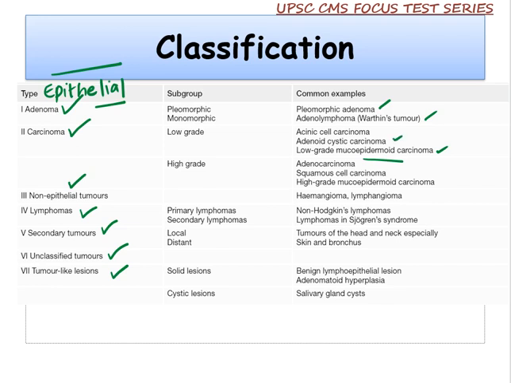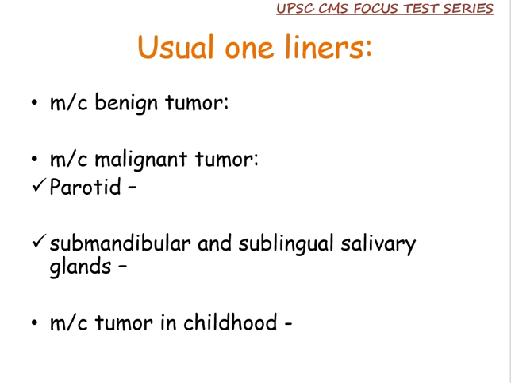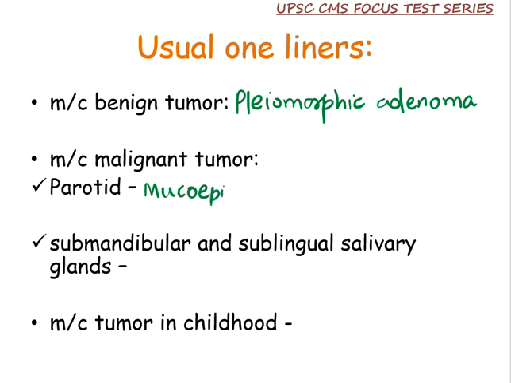Now, going to the one-liners which are usually asked in this particular section of salivary gland tumors, please remember that the overall most common benign tumor is pleomorphic adenoma. We will do a discussion about this pleomorphic adenoma in a while. Just telling you the fact as one-liners. And the most common malignant tumor in the parotid region is mucoepidermoid carcinoma, whereas in submandibular and salivary glands, it is adenoid cystic carcinoma. This is the general rule.